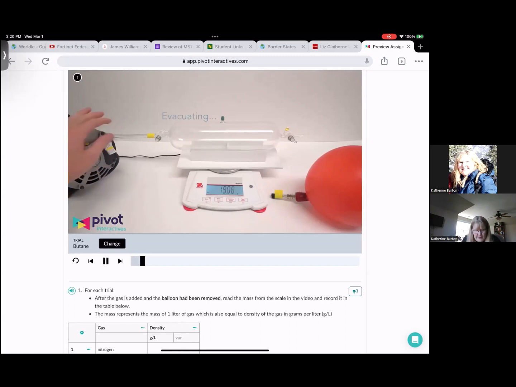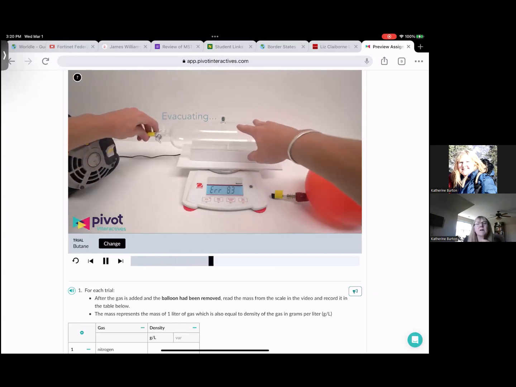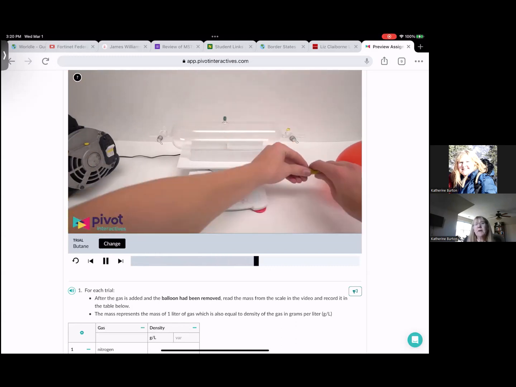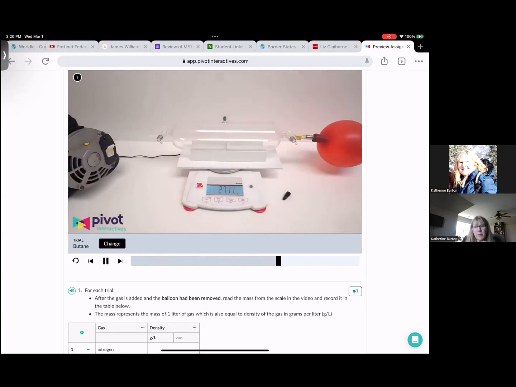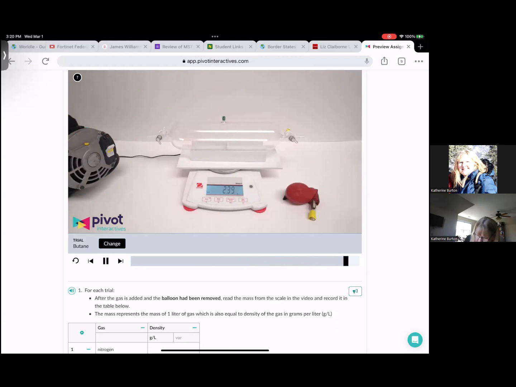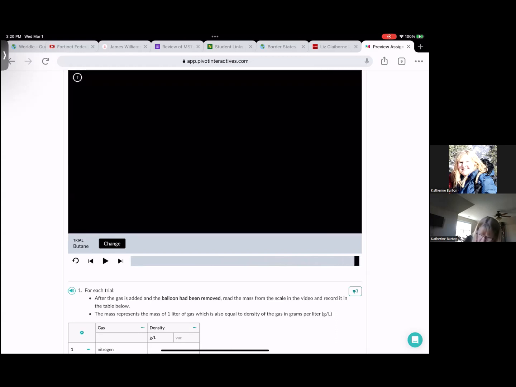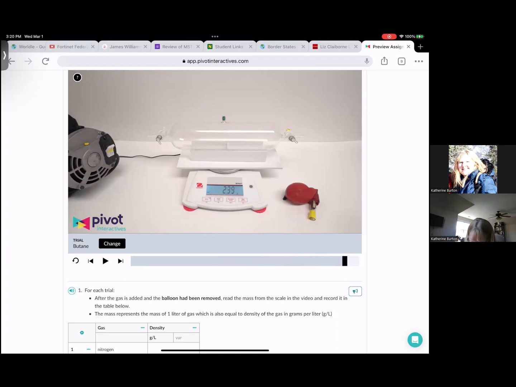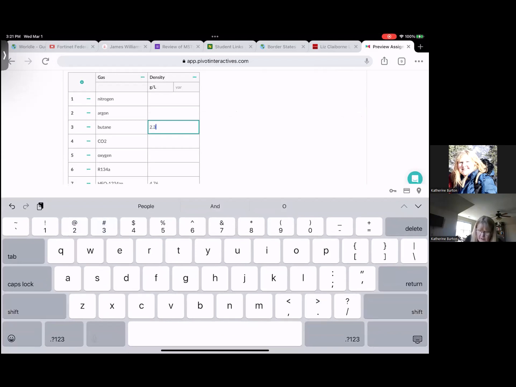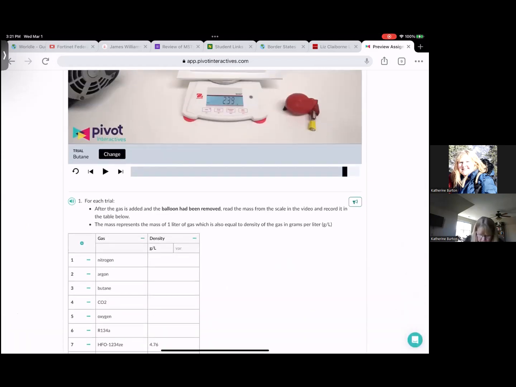Press play. So again, we're going to evacuate it, take all of the air out, close everything off, take the balloon that contains the butane over on the right-hand side, open it up, and then the butane is going to flow through. We're going to close everything off, and then we're going to look at the mass at the very end. We're going to get this 2.39, and that is going to be the density of our butane, 2.39 grams per liter. That's the value that I got from the experiment.